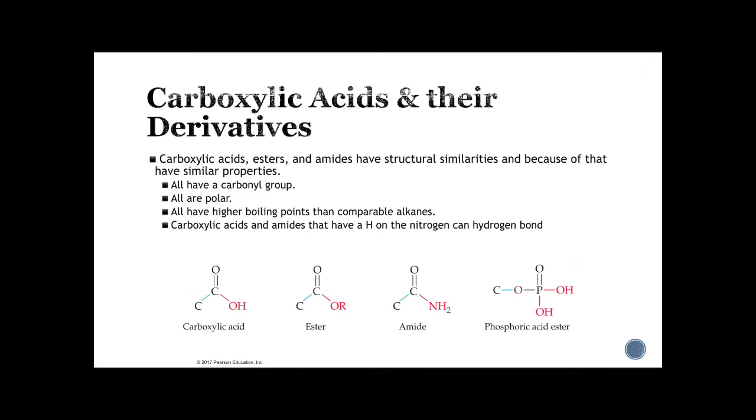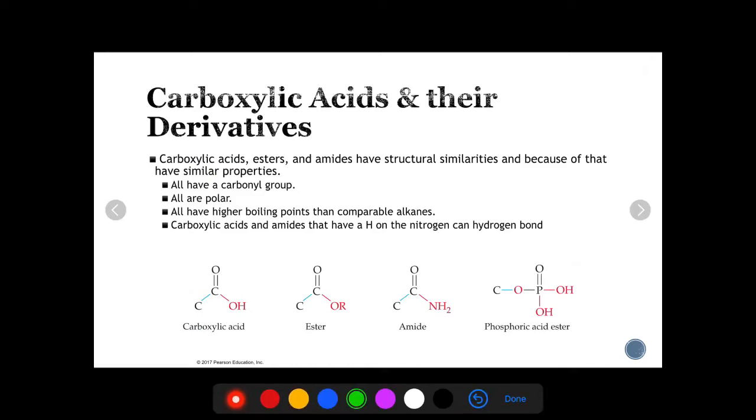Okay, so esters are not able to hydrogen bond with themselves because they don't have a hydrogen attached to oxygen or nitrogen. So here's our ester, right? There's not a hydrogen attached to that oxygen. So that's why it's unable to hydrogen bond with itself. Now it still can hydrogen bond with water, just not itself.